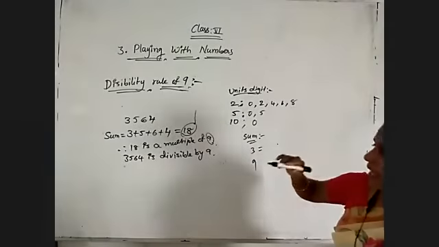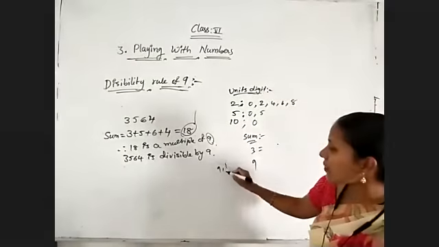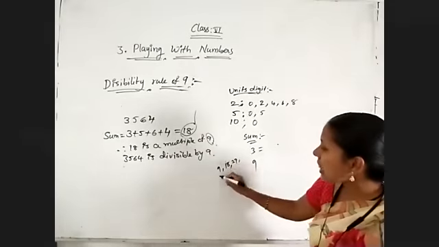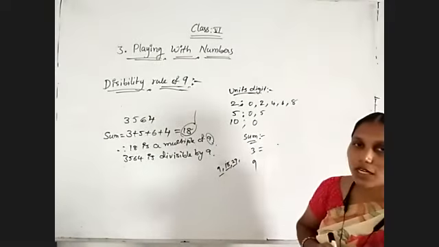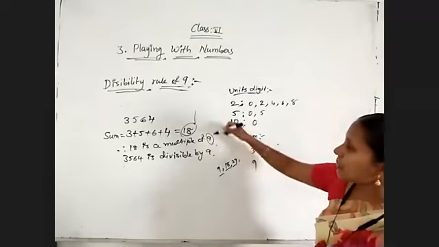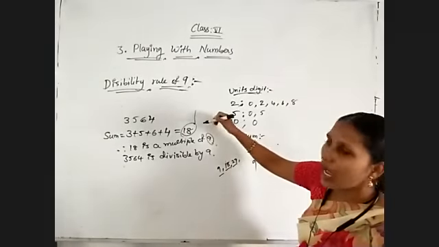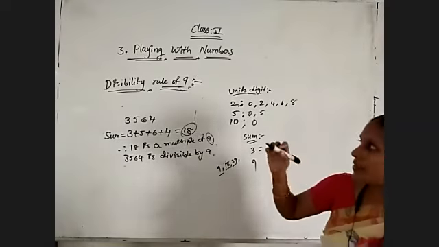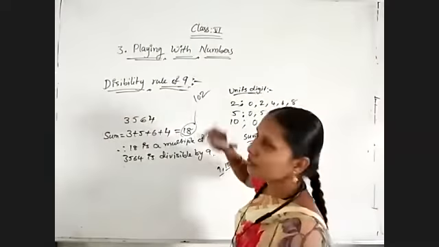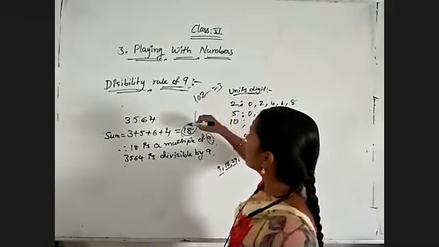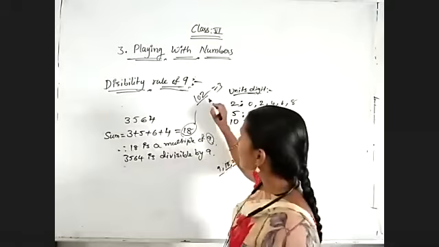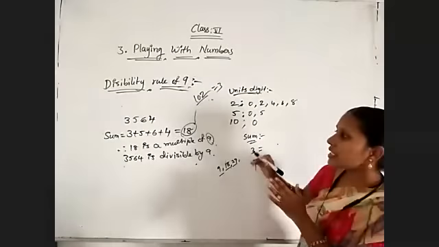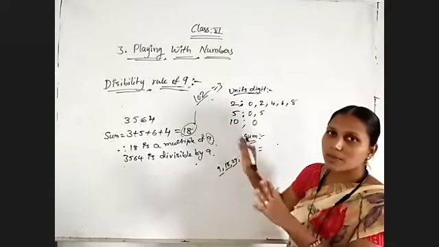Okay. And remember one thing, whatever numbers are divisible by 9, they are compulsorily divisible by 3. Why? Because all the multiples of 9, 9 ones are 9, 9 twos are 18, 9 threes are 27. So all these are multiples of 3 only. But for the numbers which are divisible by 3, suppose I have 12. 1 plus 2 is equal to 3. So it is divisible by 3. But is this divisible by 9? No.